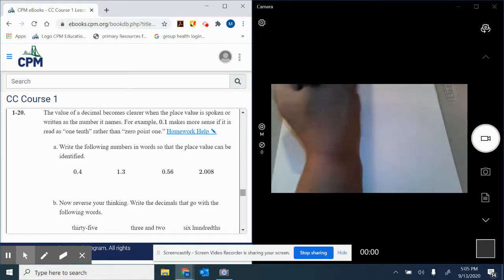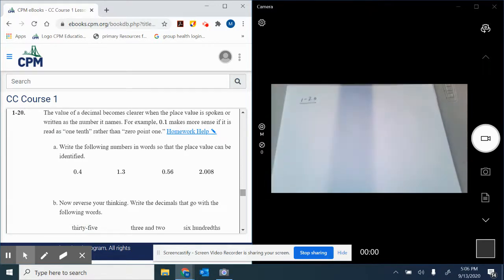So let's look at what this is asking. So this is, again, problem 120. The value of a decimal becomes clearer when the place value is spoken or written as the number it names. For example, 0.1 makes more sense if it is read as 1/10 rather than 0.1. Okay, so in 6th grade, we like to shift our thinking on this. Middle school, high school, we're not going to say 0.1. We're always going to say 1/10 because it helps us remember what that number is representing.